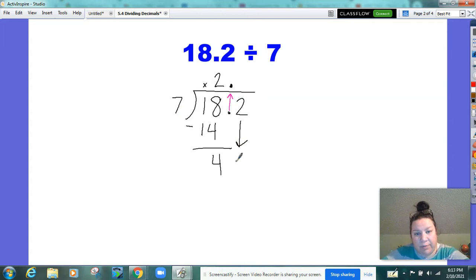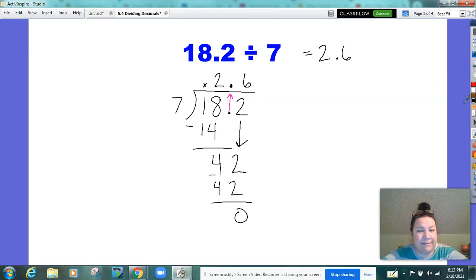And now I'm going to bring down my 2 and just start all over again. So 7 goes into 42 6 times. 6 times 7 is 42. And for this problem, I get no remainder. So my answer is 2 and 6/10.